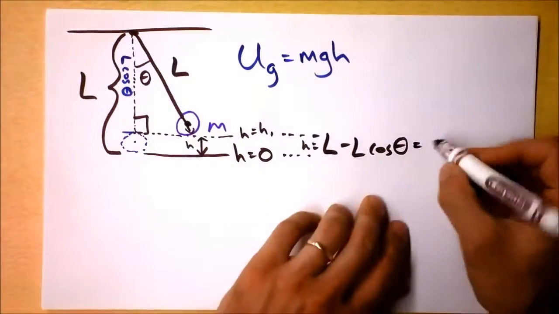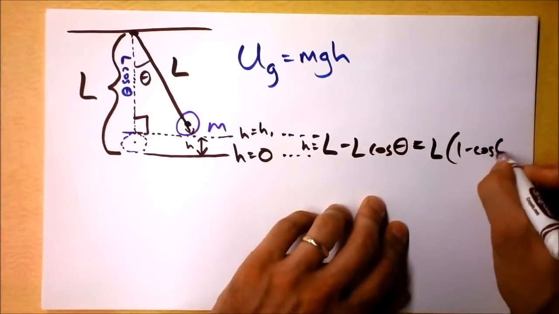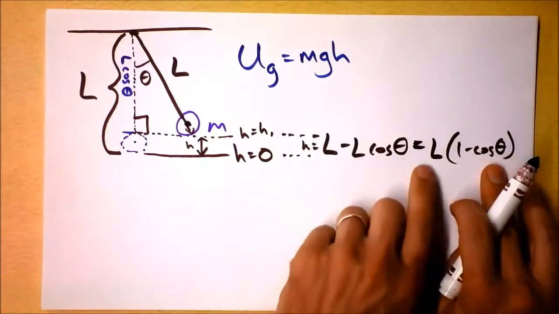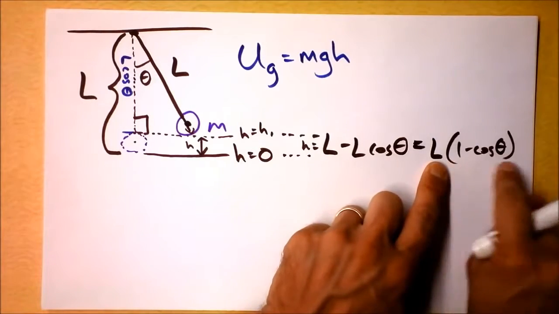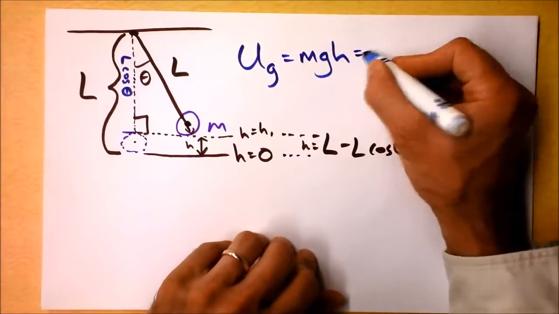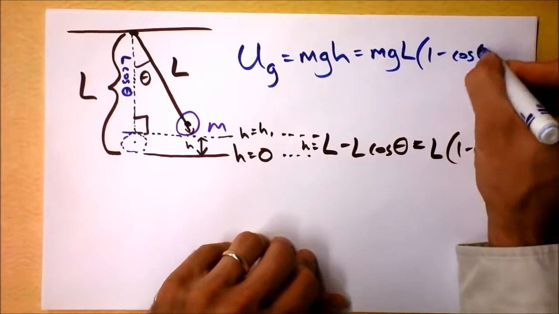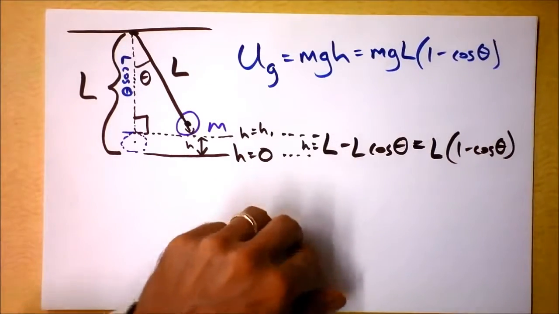This is something you'll have to do in AP problems all the time. It's just L times 1 minus cosine theta. Check the units. That's reasonable that it would depend on length, and this is unitless inside of here, so h is that. So the potential energy then we can write is m times g times L times 1 minus the cosine of theta. All right, let's work with that result.